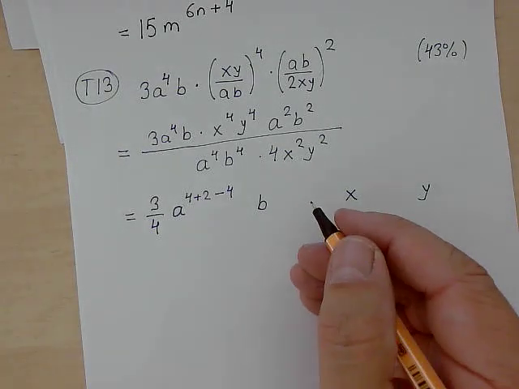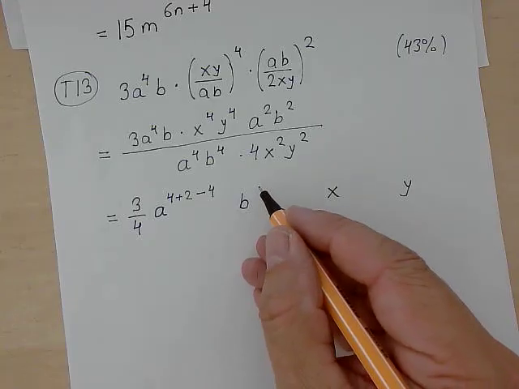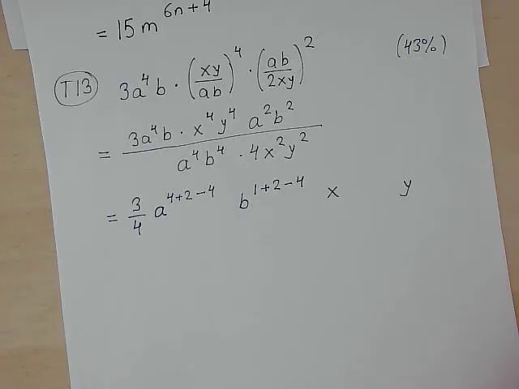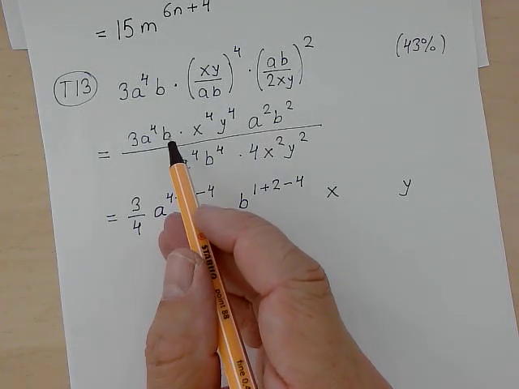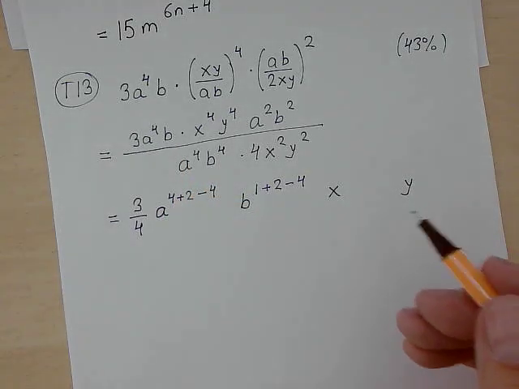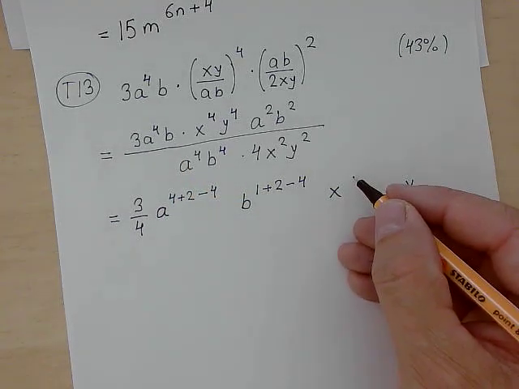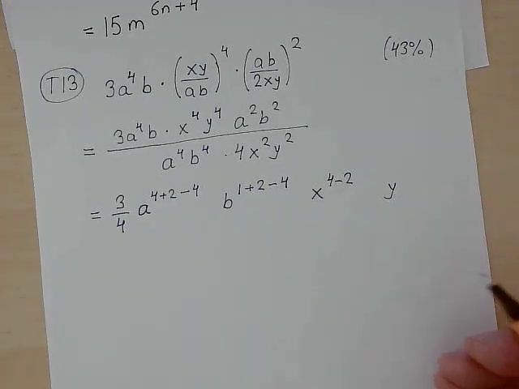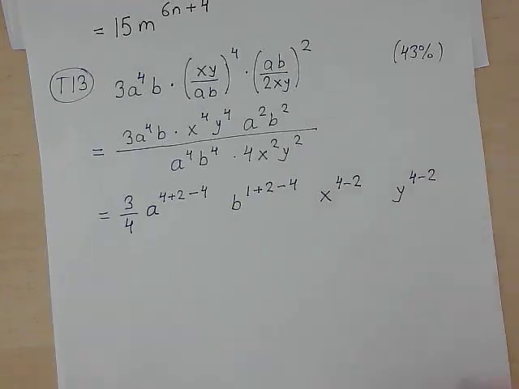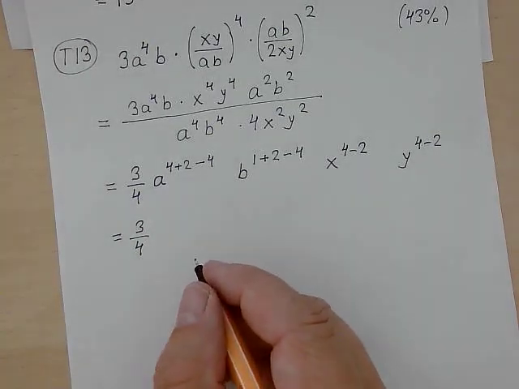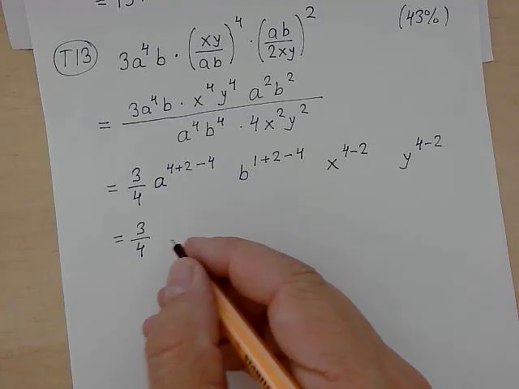How about exponents for B? This is always the tricky one, where you can't see the exponent, but you have to remember that it is 1. 4 minus 2. They're the same. 4 minus 2. So actually it will be 3 divided by 4 a squared.